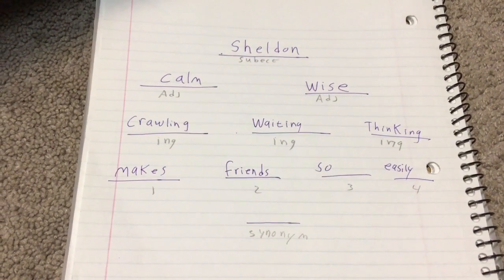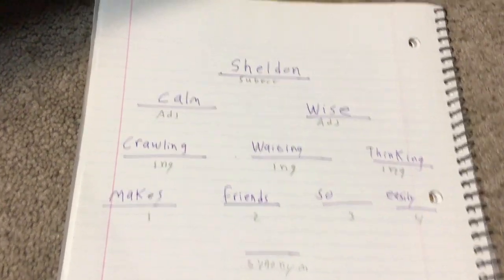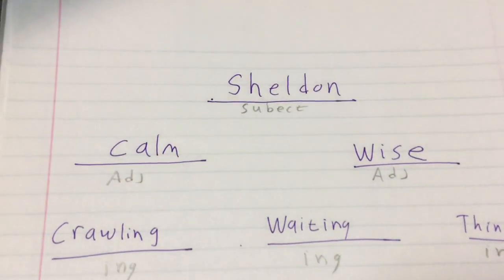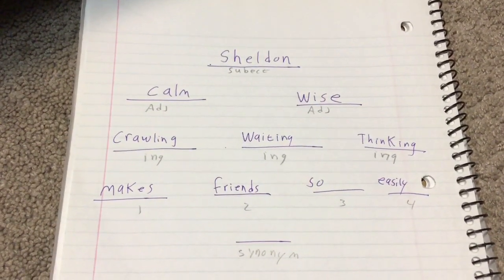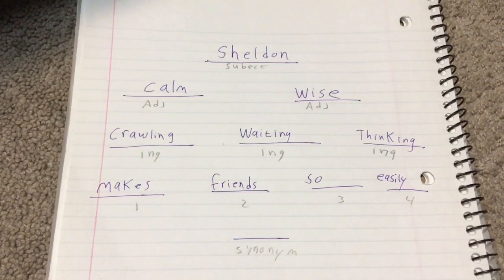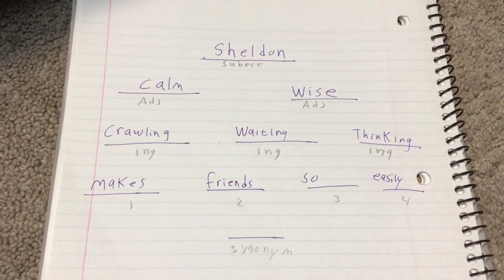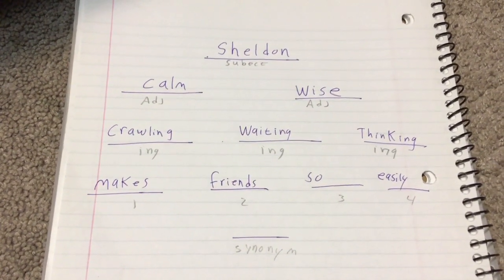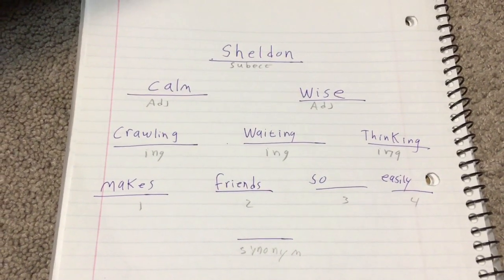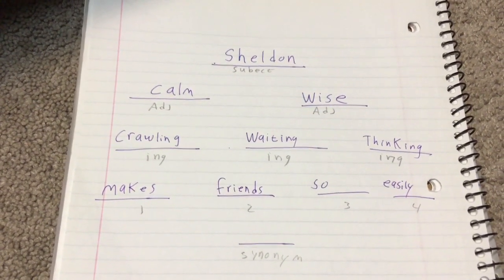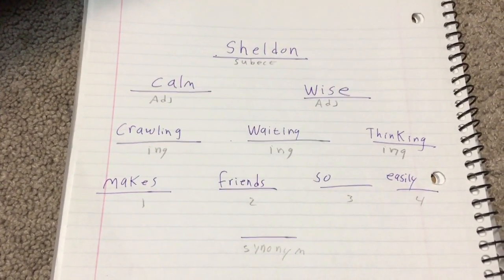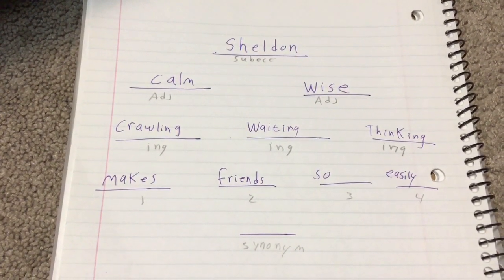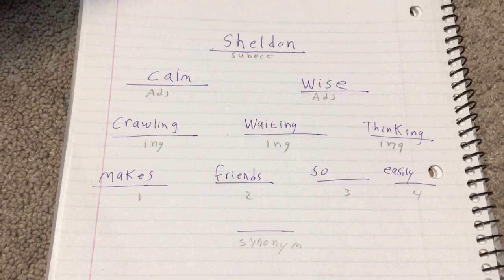makes friends so easily. Because, in my opinion, in my experience even, I haven't met anyone yet who doesn't like Sheldon, and who doesn't like him a lot. So I chose to go with makes friends so easily. Again, lots of other choices would work. My last line is coming up with another word that means about the same as Sheldon.